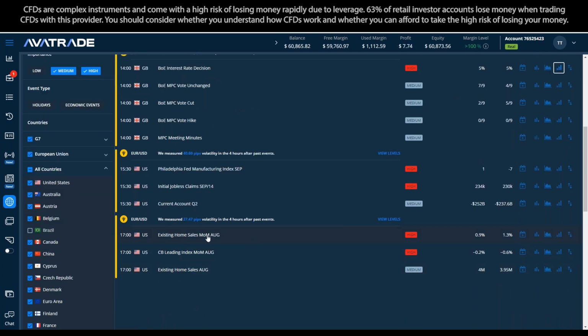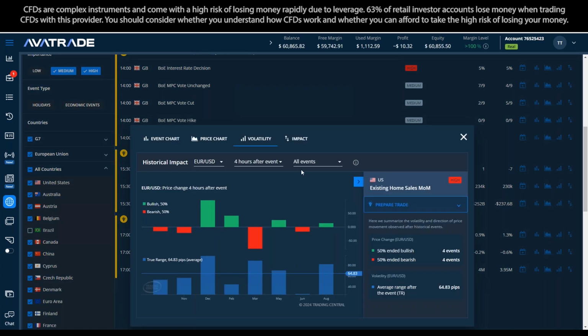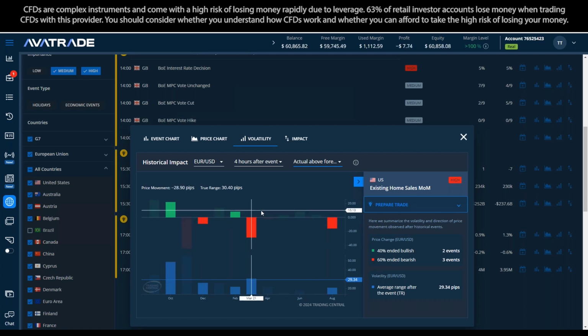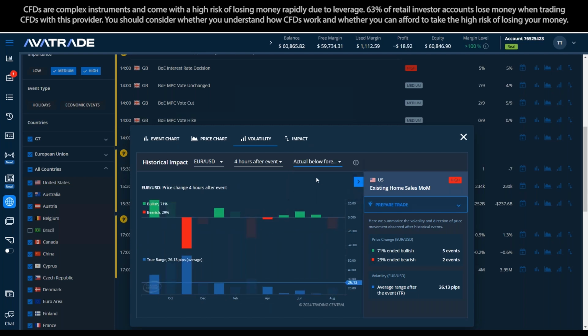Also, existing home sales, there's been a focus on that. If we want to see what's the effect of home sales in the past on movements of different currency pairings, what if the home sales come in above forecast? Well, then that tends to move to strengthen the USD. Okay, that makes sense. Better than expected home sales, USD strengthens 60% of the time, drops more often than it goes up. If it comes in below forecast, goes up 71% of the time.